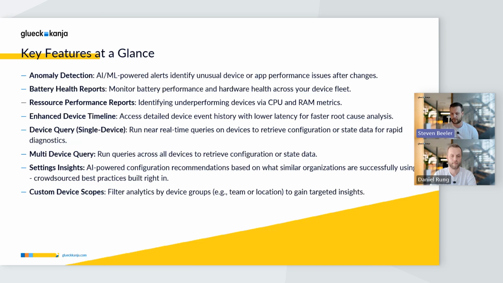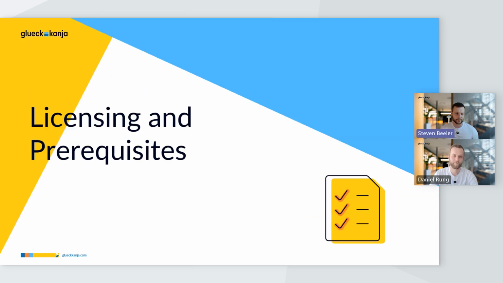And then last but not least, with Advanced Analytics, you can also scope what analytics data you want to get. So for instance, if you have specific teams or locations and an administrator is responsible, they can scope it so they only get the information and the reports of the data that is relevant to them. So with this, I give it back to you, Daniel, to talk about licensing and prerequisites.